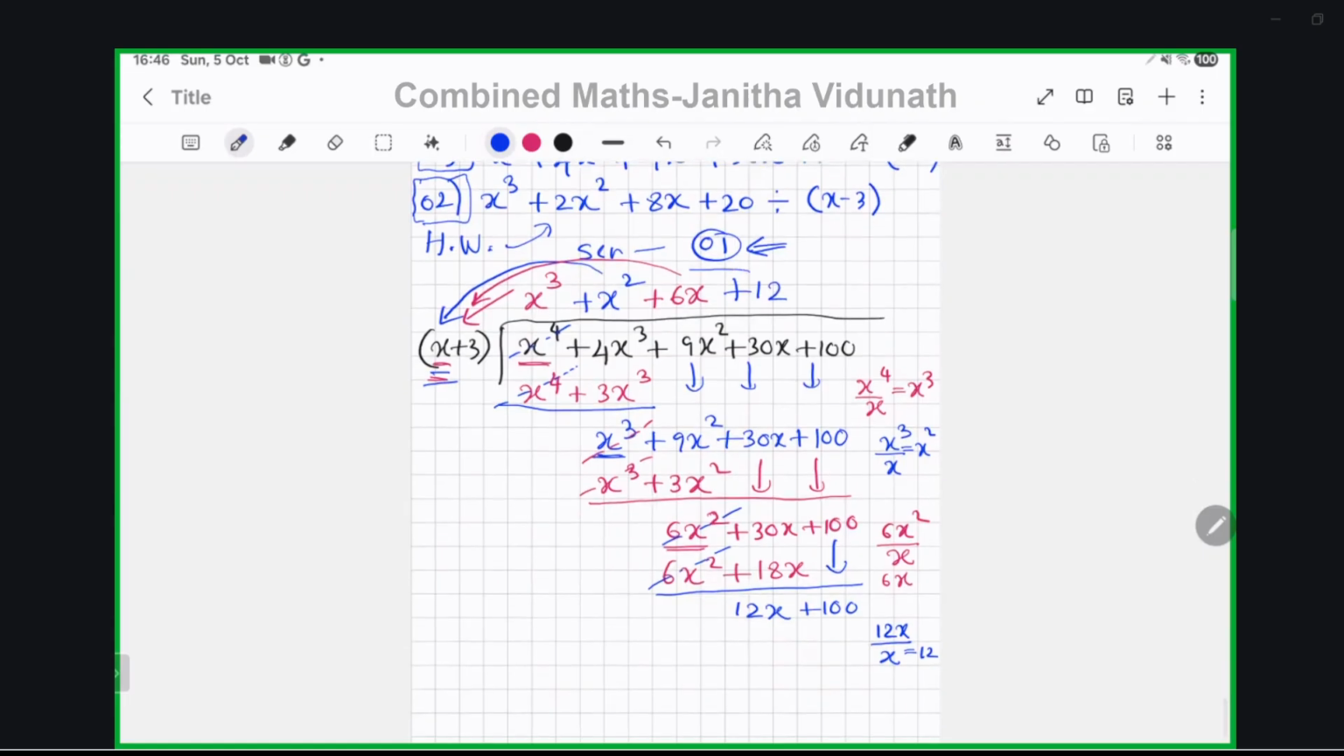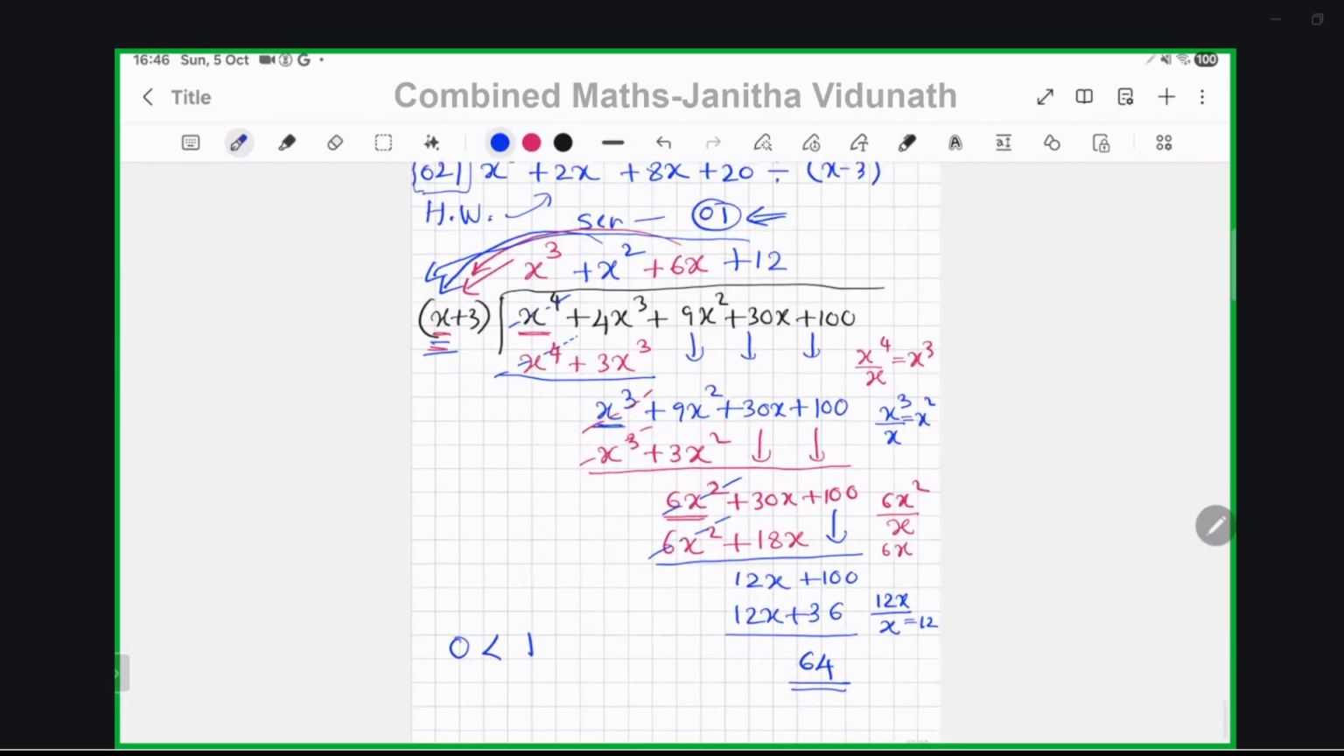Then we need to multiply 12 with the entire divisor. That means 12x plus 36. Then we need to subtract those two. That means 64. Here the degree of 64 is 0 and the degree of our divisor is 1. Then we need to stop our operation. Then our remainder is 64. Our quotient is x cube plus x square plus 6x plus 12.